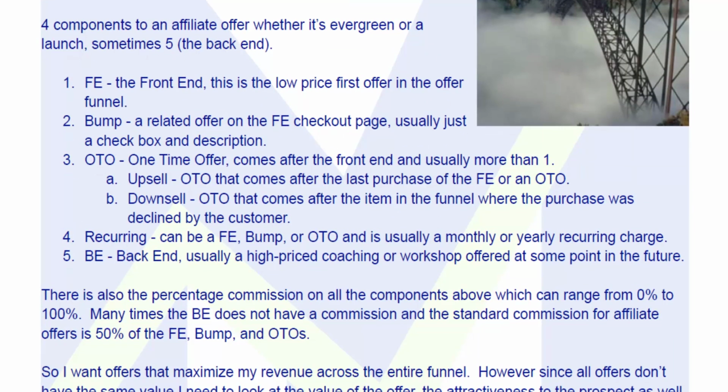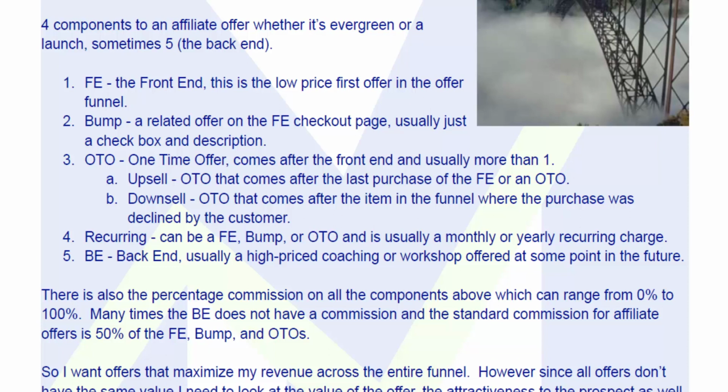So there's 4 components to an affiliate offer, whether it's an evergreen or a launch, and sometimes there's 5 if there's a back end. And this also applies to physical products. It applies to services that you do in person, done for you services, but we're going to approach it here as it applies to affiliate marketing.